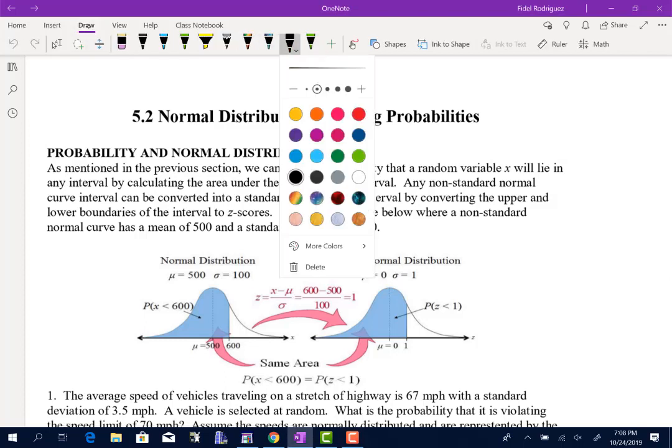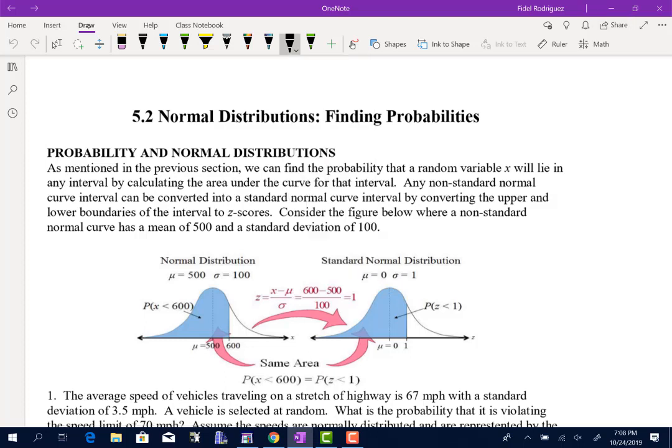Right, and here we go. Okay, so guys, 5.2 is normal distributions. We're going to be finding probabilities.